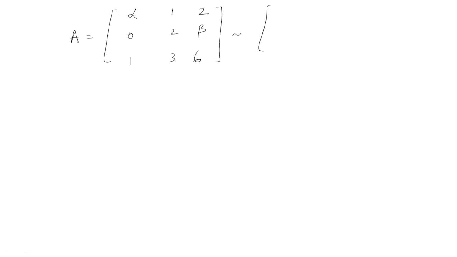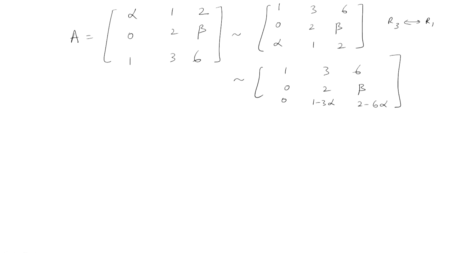So, for the echelon form, it is alpha and it is 0. Because alpha is a parameter which may be 0 also, we do not know, first interchange the third row with the first row. So, it is 1 3 6, it is 0 2 beta, it is alpha 1 2. We have interchanged R3 with R1. Now, it is 1 3 6, it is 0 2 beta, and you make 0 here with the help of this. So, this minus alpha times this is 0, this minus alpha times this is 1 minus 3 alpha, this minus alpha times this is 2 minus 6 alpha.